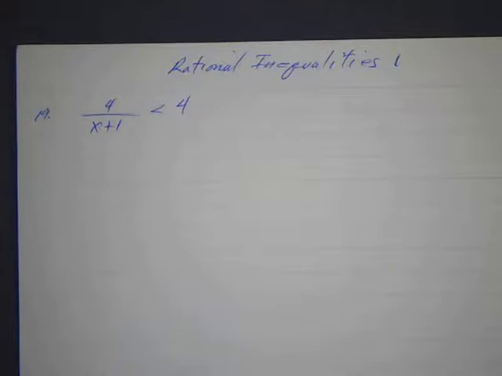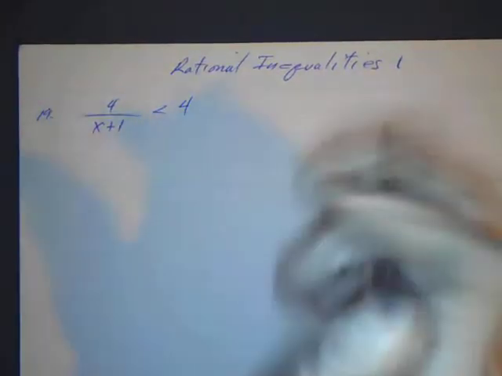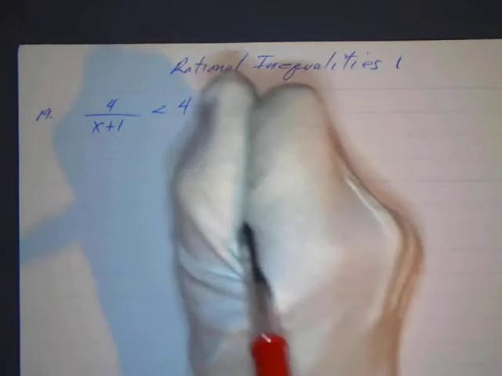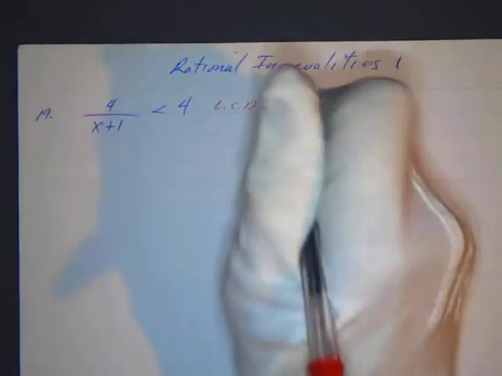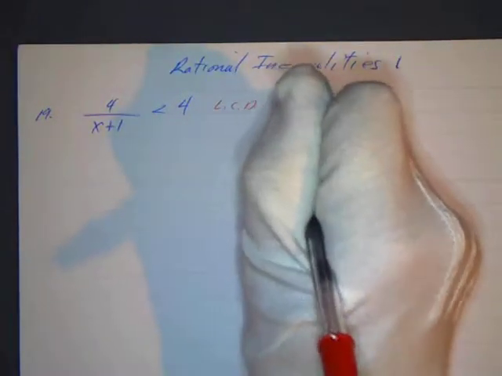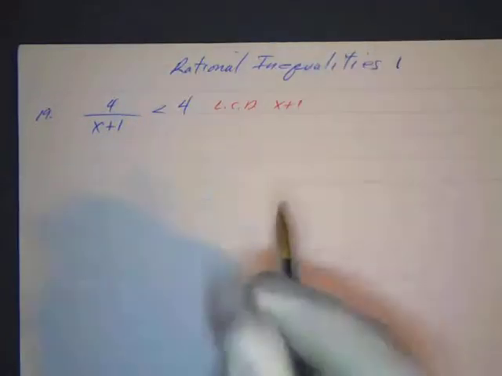Okay, now we have some rational inequalities and we're going to solve these algebraically. And these are a little tricky because remember we have a rational expression, and when we want to solve the rational expression we multiply both sides by the LCD. In this case it's pretty easy because there's a 1 in the denominator here, so the LCD is x plus 1. So if we multiply both sides of an equation, it's no problem.